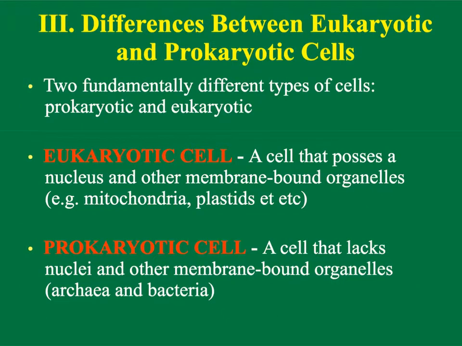So we can classify 2 different types of cells, prokaryotic versus eukaryotic. And once again, we aren't going to spend too much on prokaryotic cells. They're the cells that lack nuclei and other membrane-bound organelles and are found in archaea and bacteria. But we're going to be focusing on eukaryotic cells, so the cells that possess a nucleus and other membrane-bound organelles.